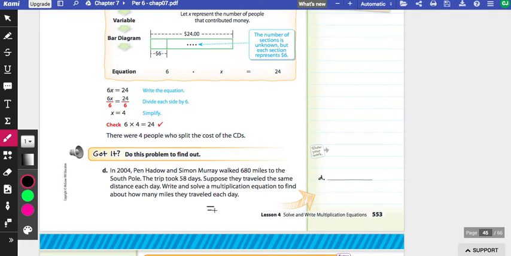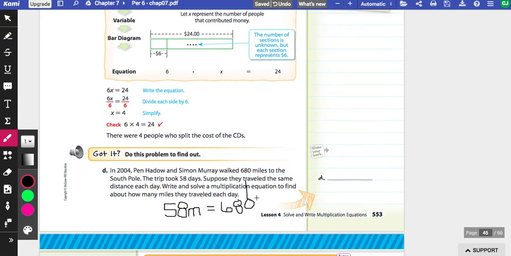So I know that I walked a total of 680 miles. But I don't know how many miles I walked each day, so that's going to be my variable on the other side. I'm going to use m to represent my miles. But I do know that I walked for 58 days. So when I multiply my 58 days by the number of miles I walked each day, I get my total amount of miles.